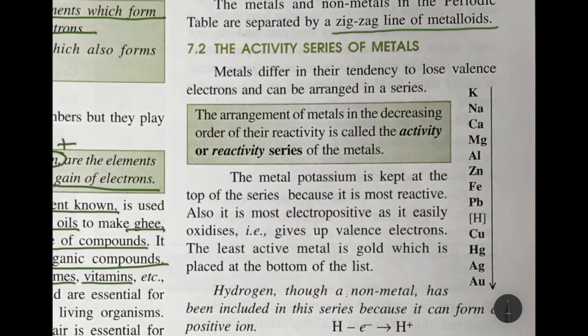Now, the activity series of metals we've already done in part 1 of this book when we did the hydrogen chapter, if you remember. Okay, so the activity series of metals is the arrangement of metals in decreasing order of their reactivity. This is known as the activity or reactivity series. The metal which is the most reactive is placed right at the top, and the one which is the least reactive is placed right at the bottom. So you have already learned the activity series of metals.